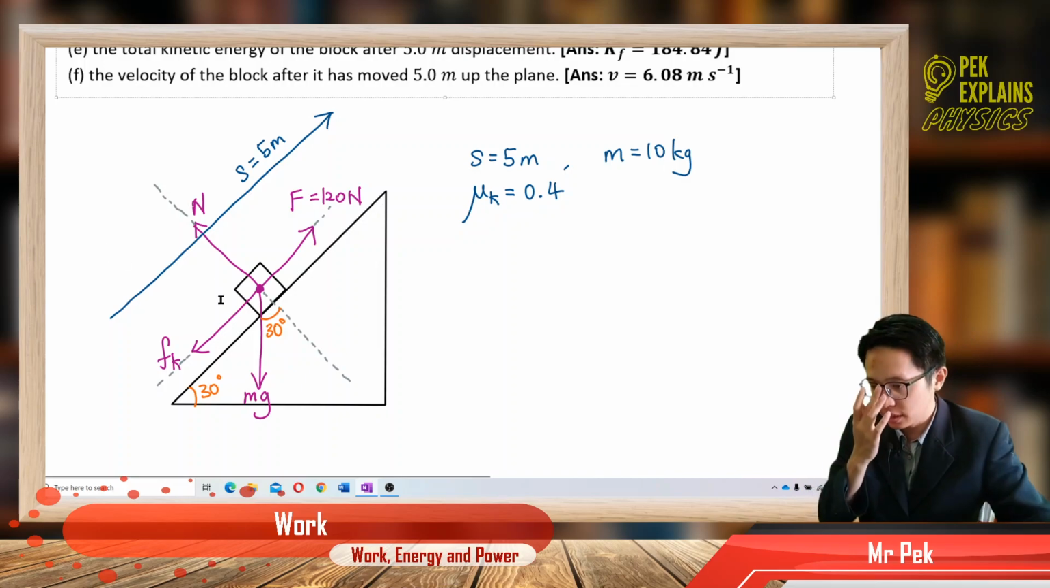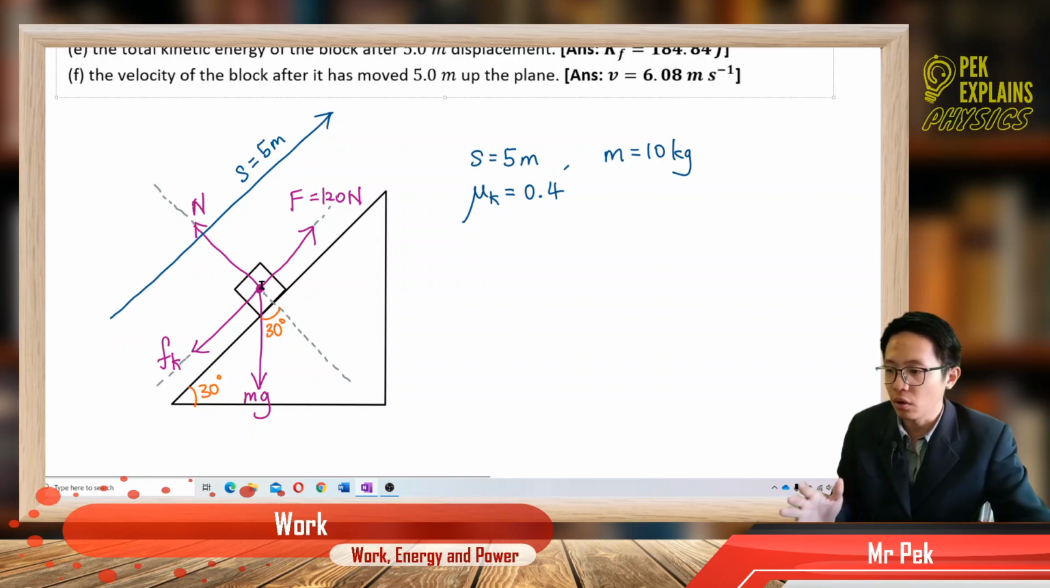So this is the block on the inclined plane at 30 degrees. This is the free body diagram. It has shown all the forces acting on the object. It has the normal force perpendicular to the surface. It has the external force 120 Newton pulling the block up the plane, and it has the weight mg directly downward, and also the friction down the plane opposing the motion. So these are the forces acting on the object.